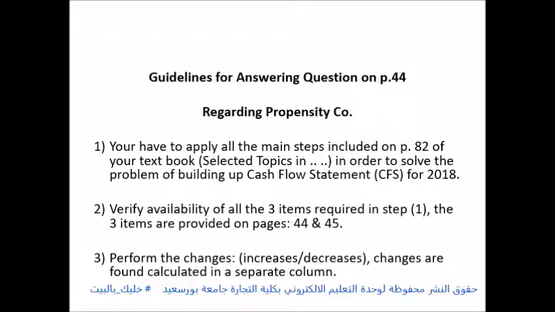The 3 items are the income statement for the last year, which is 2018, two comparative statements for 2017 and 2018, the 2 balance sheets for these 2 years, balances for assets and liabilities, each in a column. The 3rd required item is additional information which the company provides you to help you build your cash flow statement for 2018.